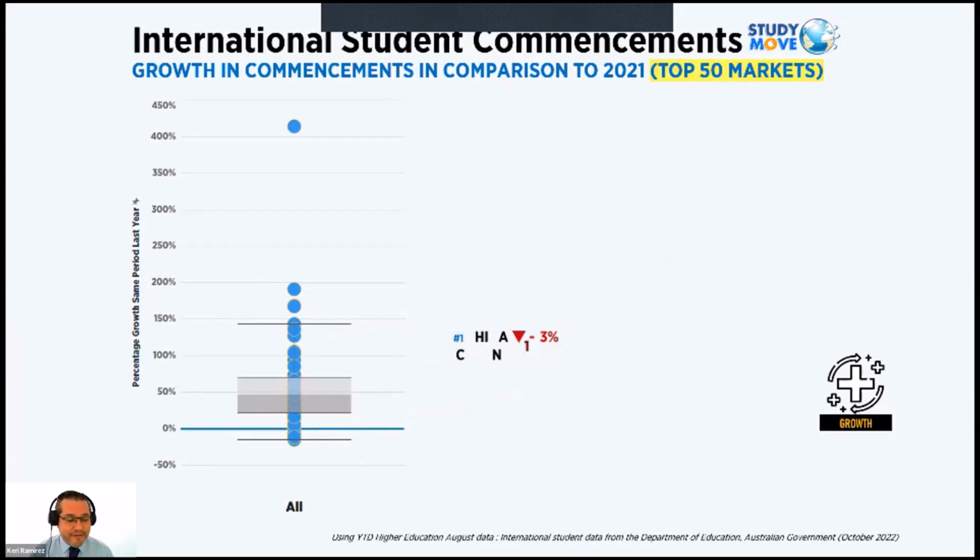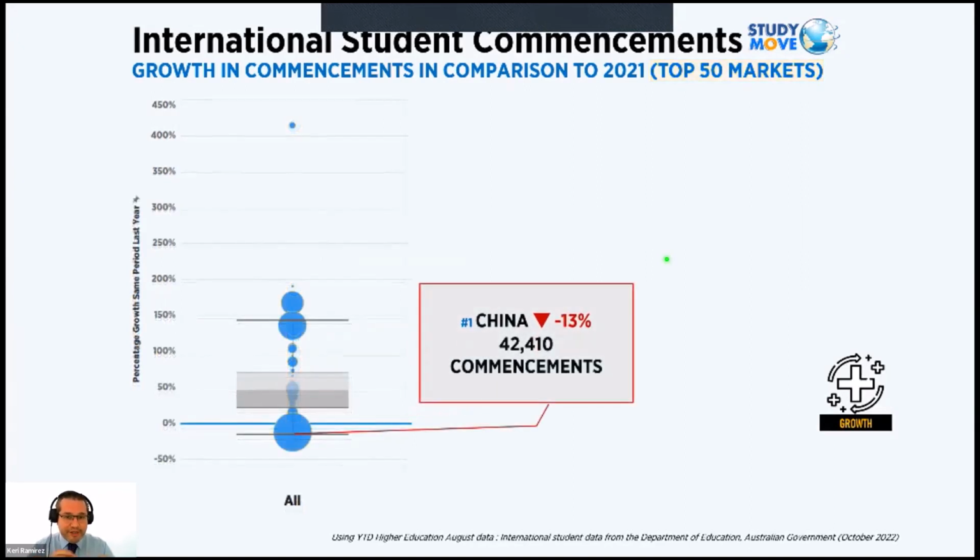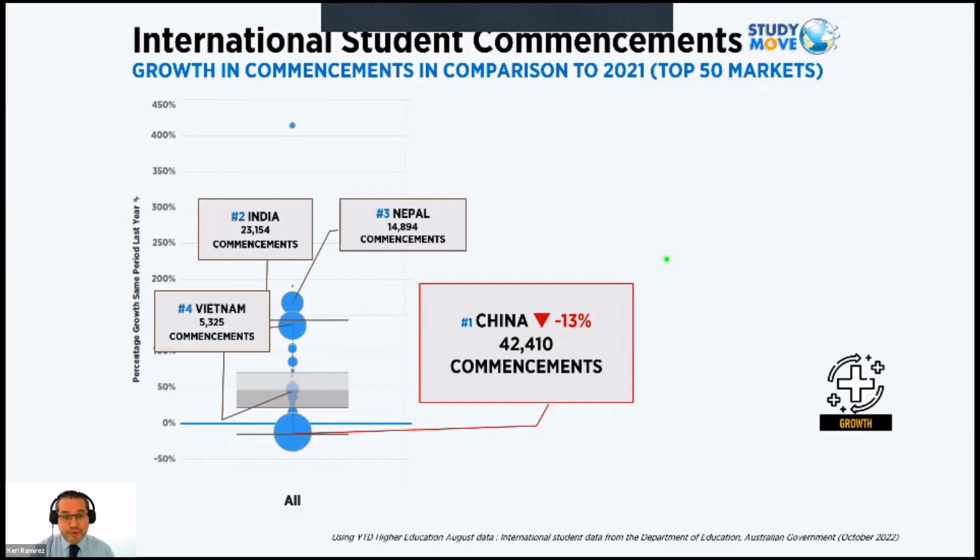And the story of China, of course, changes when you put each one of these top 50 markets and change the dots based on the size of China. Because the 42,000 international commencements from China are as big as our number two, three, and four source markets combined.